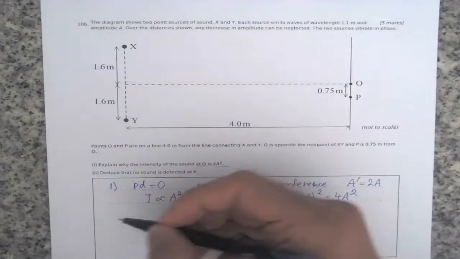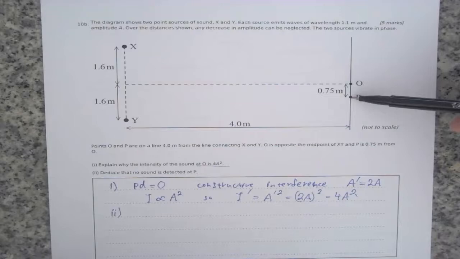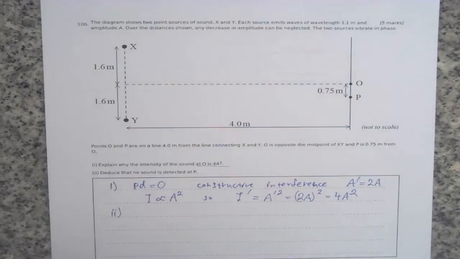And number 2 says deduce that no sound is detected at P. So at this point here at P, we have to see that there is no sound. In order to do that, you need to prove that you have destructive interference. And how are you going to prove that?